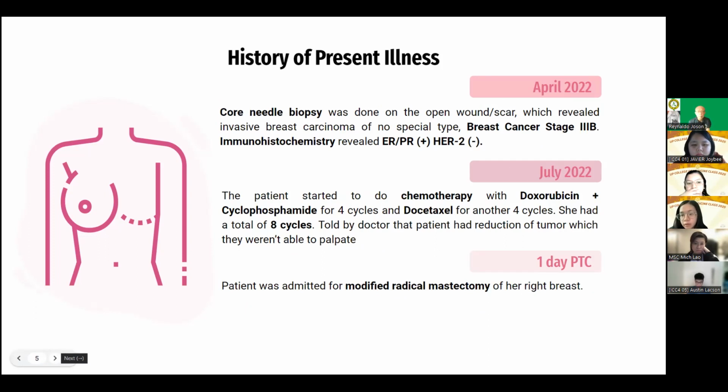Then in July 2022, the patient started chemotherapy with doxorubicin and cyclophosphamide for 4 cycles, and then docetaxel for another 4 cycles, for a total of 8 cycles. Afterwards, the doctor noted a reduction of her tumor, and mentioned to her that it was almost not palpable. Then, 1 day prior to consultation, the patient was admitted for a modified radical mastectomy of her right breast.